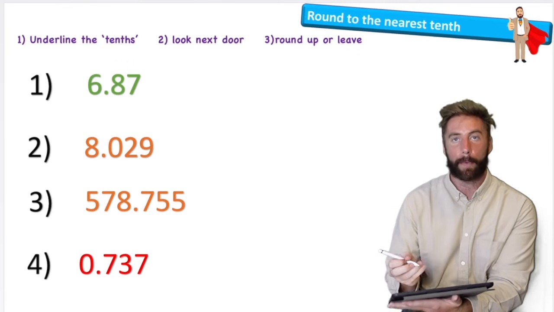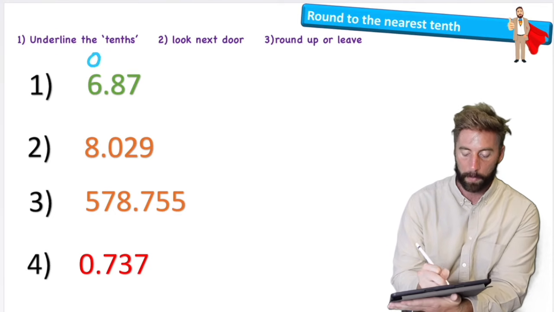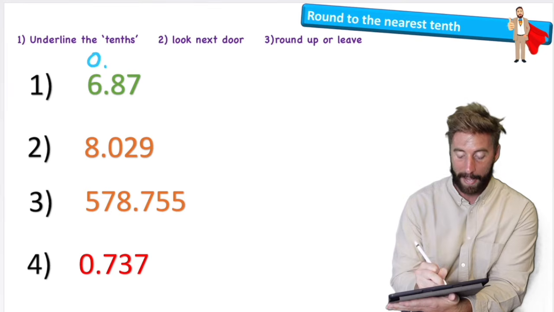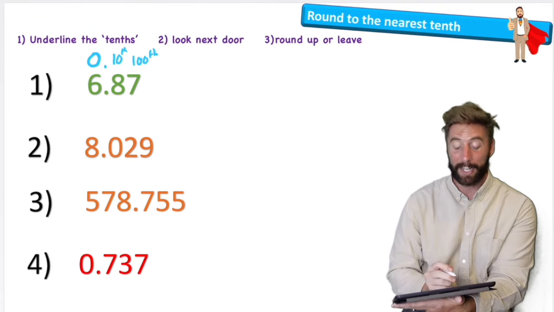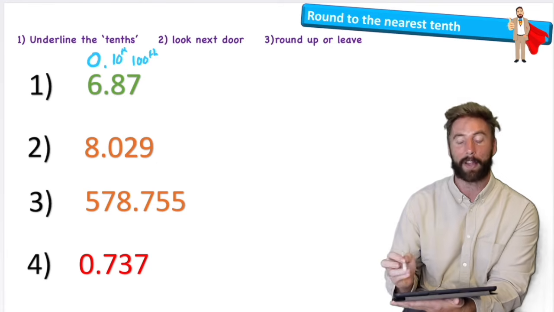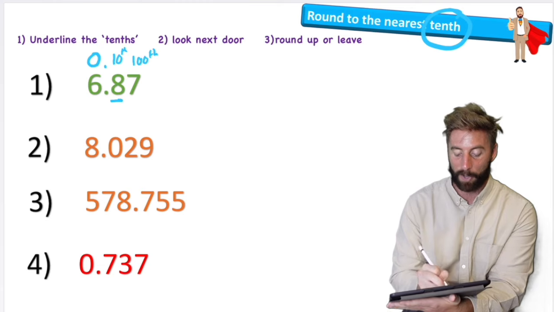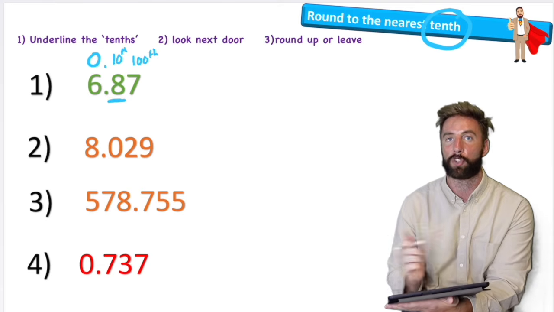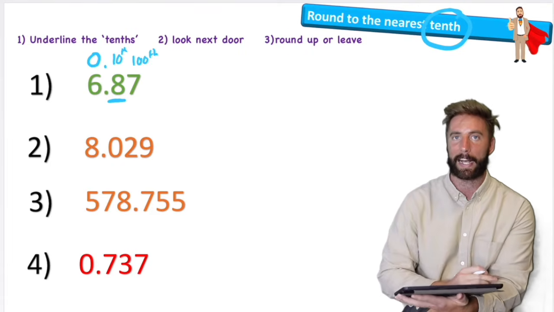Well, if we're thinking about place value and we look at this first number, this 6 would be in our ones column. We'd obviously have the decimal point, and then the 8 is the tenths, and the 7 is in the hundredths column. So this number actually reads 6 and 87 hundredths. But we're today rounding to the nearest tenths, so we're going to be focusing on the number in the tenths column, and we're going to be using the number next door to help us decide if we're going to be rounding up or if we're going to be leaving the number as it is.